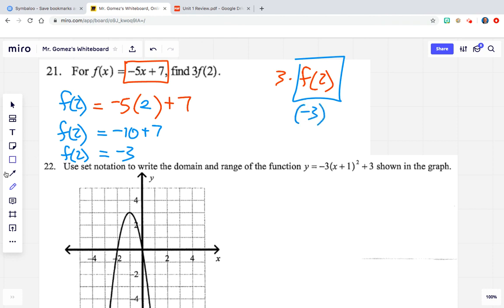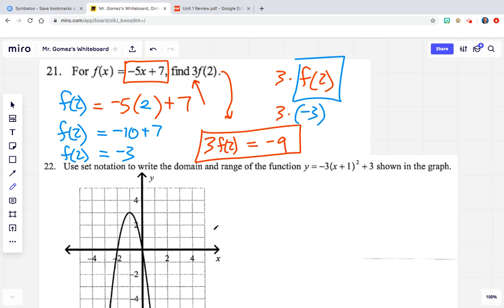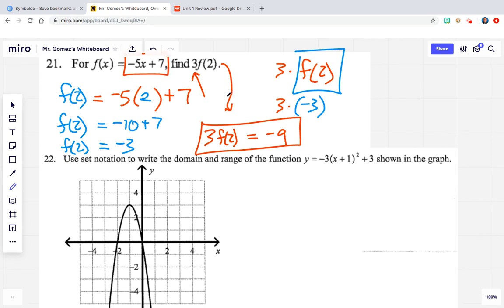So what we're going to do is multiply that by this 3 right here. We still have this 3 that we're multiplying by from the original problem. So this equals negative 9. Again, we're not just going to put negative 9. We're going to put what it's equal to, which was the original 3 times f of 2, and then we get that answer right there. So again, put 2 in where x goes. We get negative 10 plus 7 is negative 3. We multiply with 3. We get negative 9.